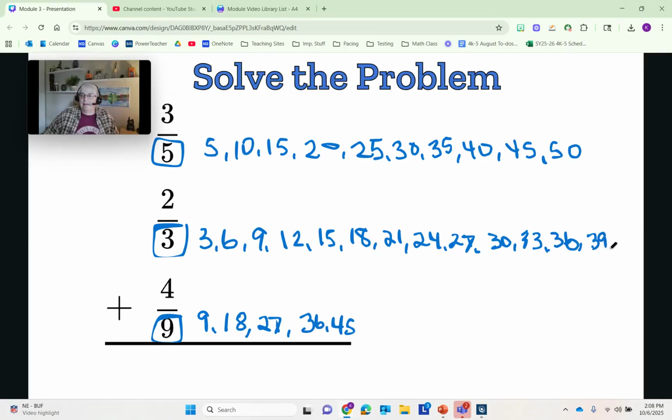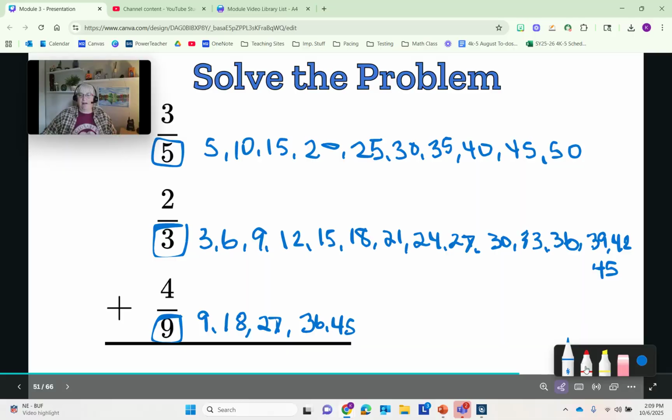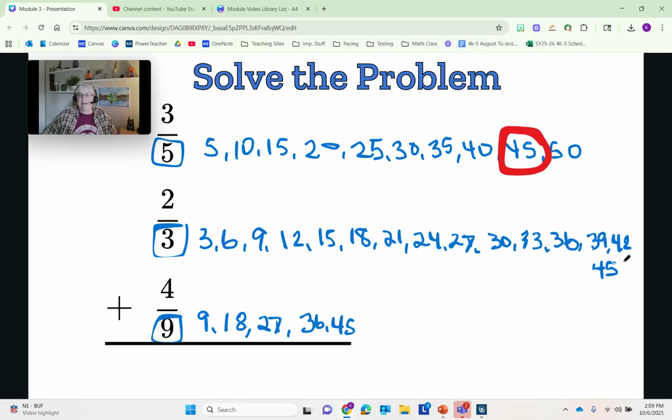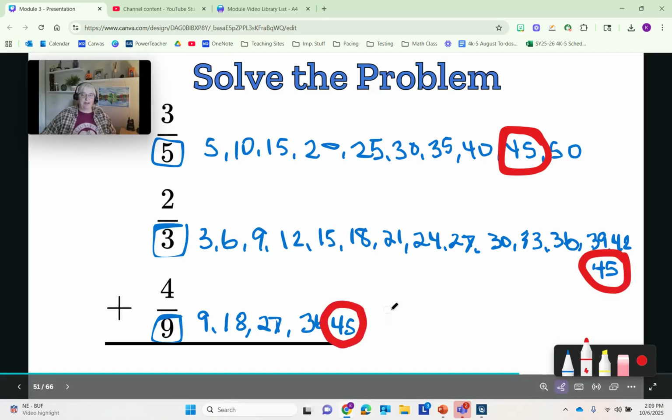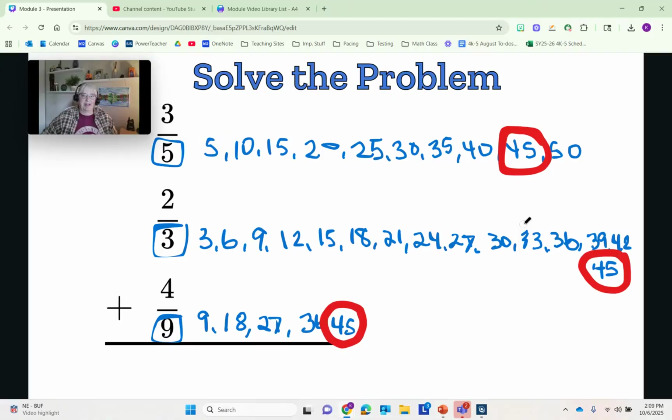39, 42, and 45. Oh my gosh, we finally found a number that all three of them have in common, and it's the smallest number they have in common. It is 45. That is the hardest part to the whole process, is finding the number that they have in common. All right, now that we know it's 45, we're going to change each fraction to an equivalent fraction, an equal fraction where the bottom number or the denominator is 45.